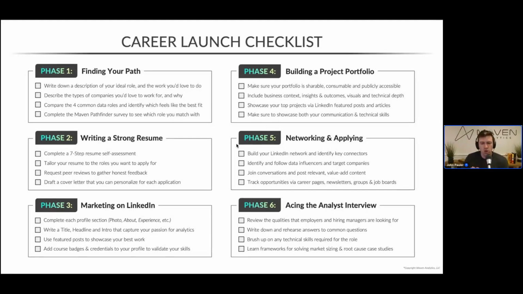So finally, and again, you will have this in the PDF and you can download it here. We have this career launch checklist that you can walk through and basically make sure that you go through each of these, and you'll feel really prepared to not only look good, get yourself the interview, find the job, but actually ace that interview too.